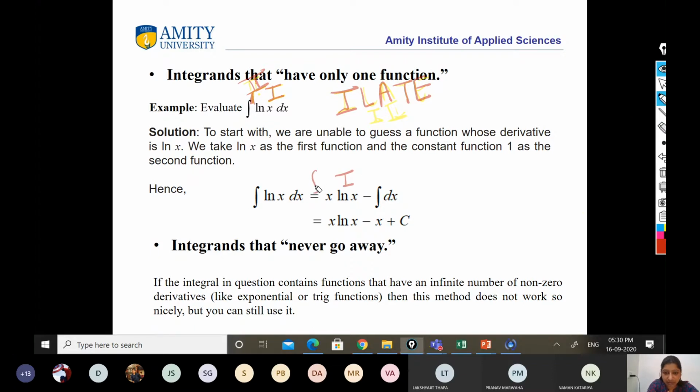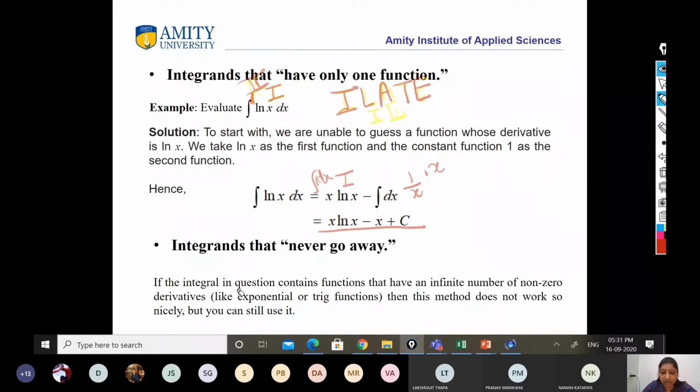And integral of second, that means integral of 1, which is x, minus derivative of first. Derivative of log x is 1 by x, into integral of second, integral of 1 is x. So x times 1 by x gives 1. So it is x log x minus x plus c. So this is the answer.